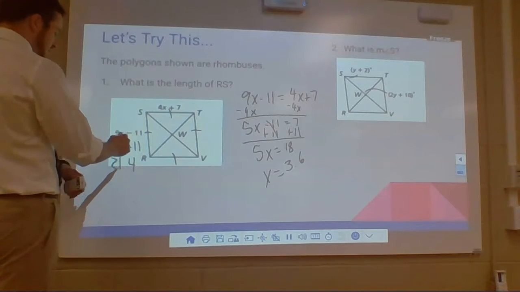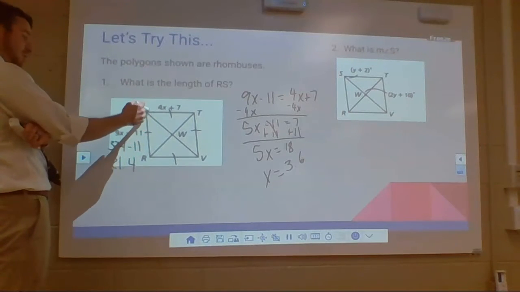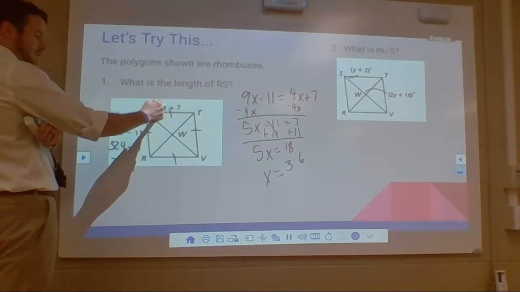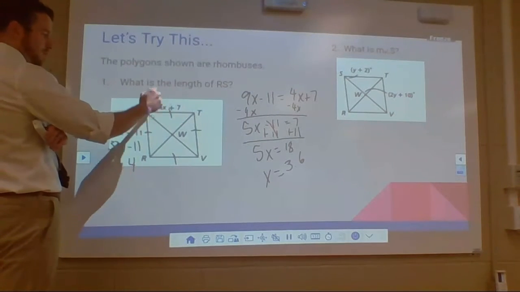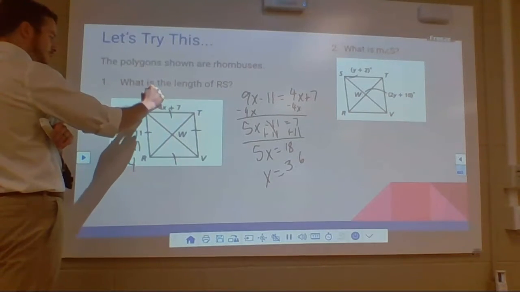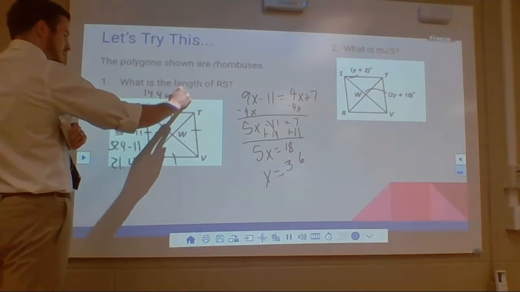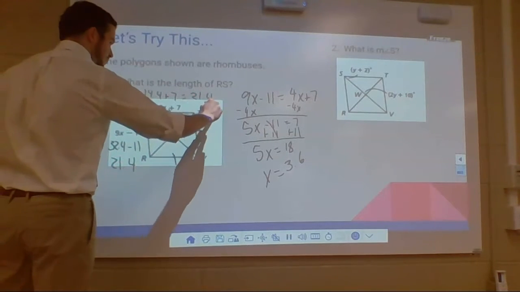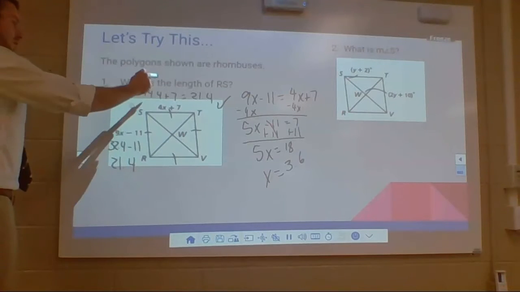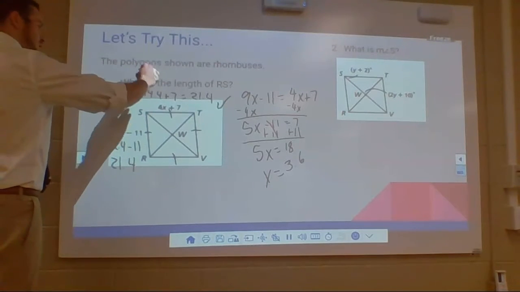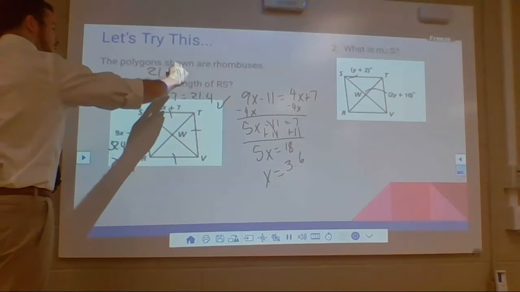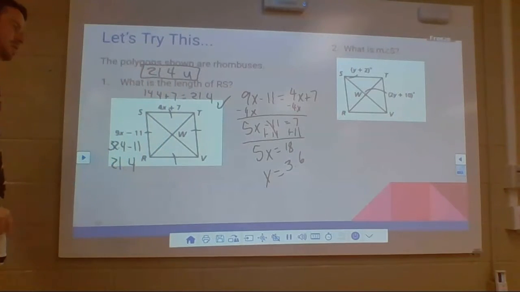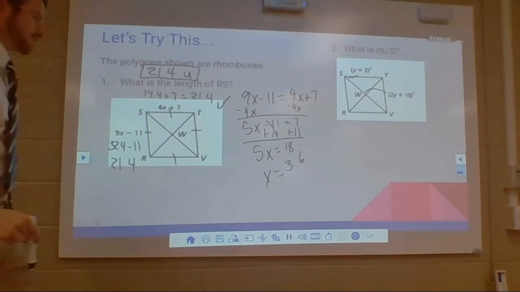All right, now let's see if that checks out with the length of ST. Remember, they should be congruent, right? So we should get the same number when we substitute here. So 4 times 3.6 is 14.4 plus 7. Well, that's going to give us 21.4. So this checks out. So the length of RS is 21.4 units. We weren't given a unit, so let's write units. That's the length of RS.